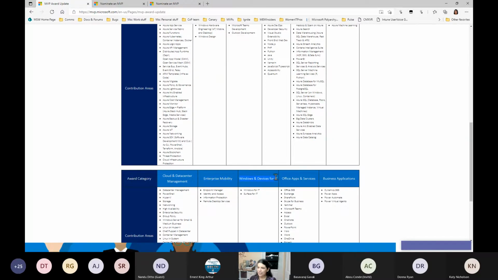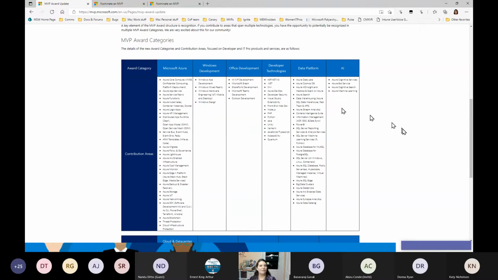Then we have Windows and devices for IT MVPs, and that has just a couple contribution areas under it. But each of these areas can be run very differently. So as you can see, Azure is huge because Azure is huge. Windows development, so things like mixed reality and Internet of Things fall under Windows development, even though there is some management of Internet of Things, and so that could still fall under Mem. But we assume that these are the people who are more creating the solutions rather than the people who are doing the technical implementation of the solutions.